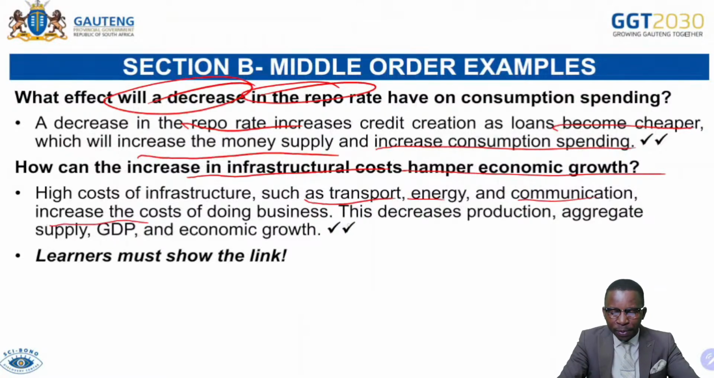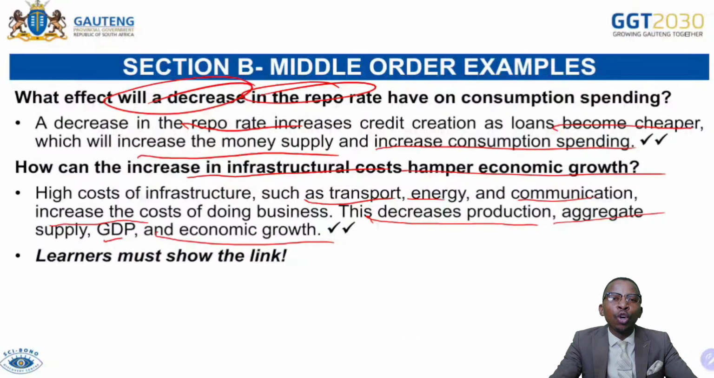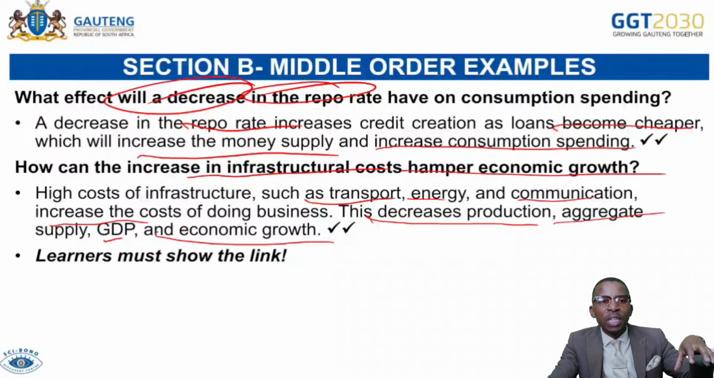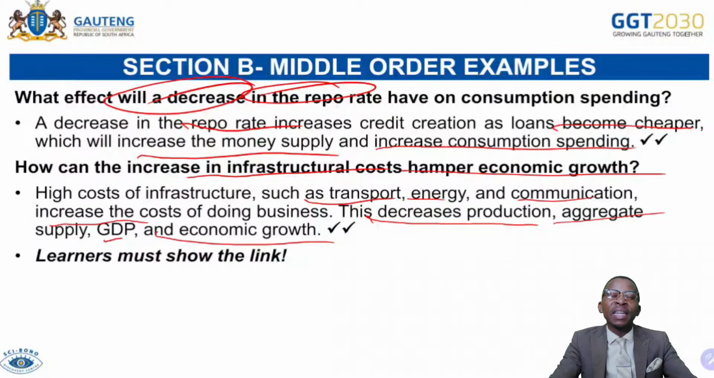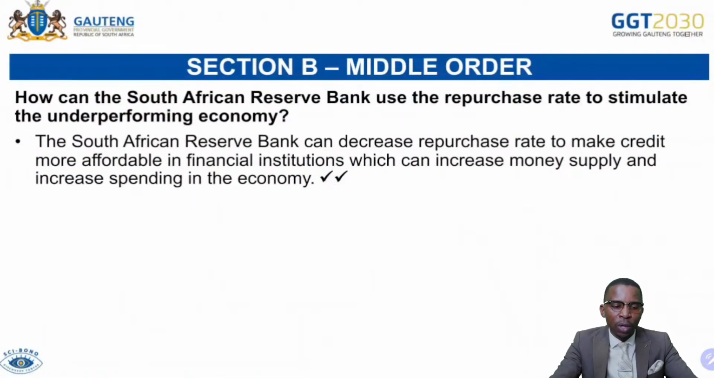Increase the cost of doing business. This decreases production, aggregate supply, GDP, and economic growth. So there will be a decrease in economic growth because as the costs of doing business increase, businesses find themselves having less to produce due to the fact that they have to cover the cost of the infrastructure. It is important that you are able to link.